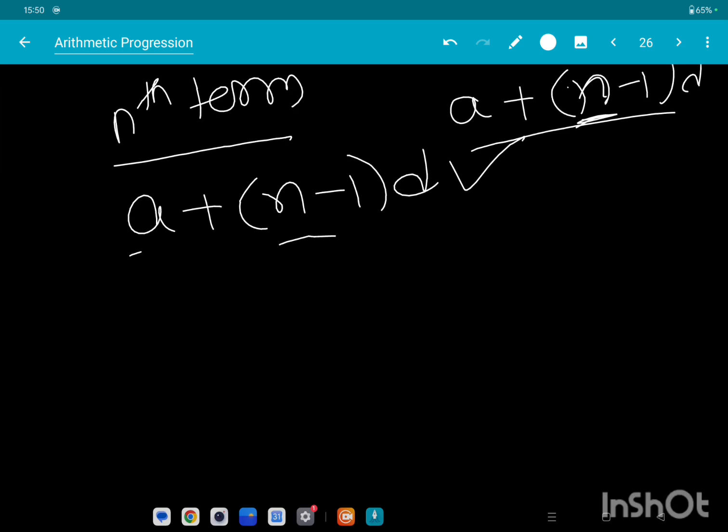So here the nth term is a plus n minus 1 into d. Based on this formula, we can solve a number of problems. Let's say, for example, I already told you one example in the first video of this chapter. The example is, my monthly salary is 8,000. So every year 500 will increase in my salary. Not more than 500, not less than 500. Just 500 rupees will add to my salary every year.